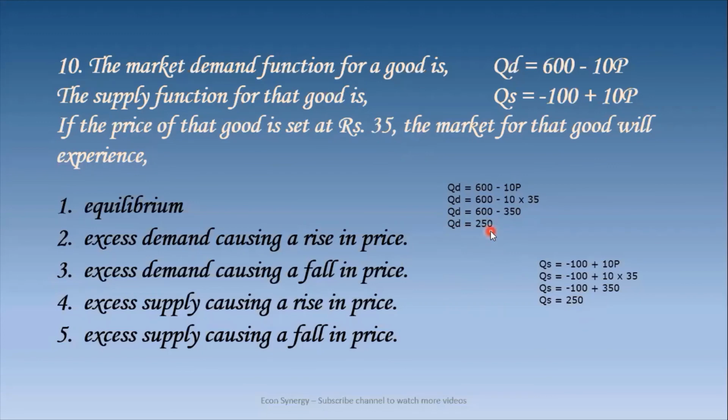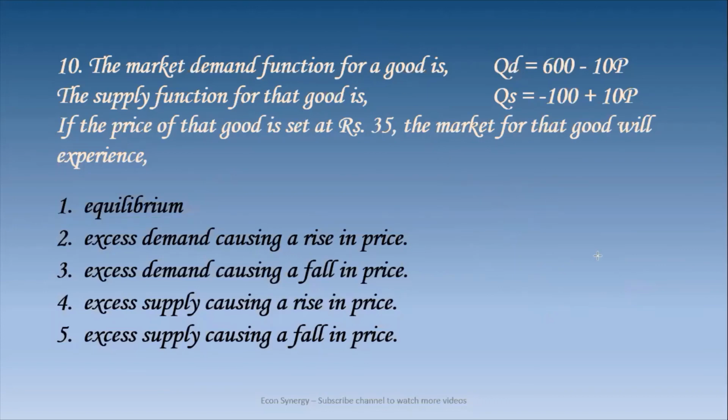Quantity demanded 250 units, as well as quantity supplied 250 units. Then quantity demand equals quantity supply at 35 rupees. Or another way we can say, 250 quantities are demanded at 35 rupees, as well as 250 quantities are supplied at 35 rupees. Then demand price equals supply price in that case. Then here there is no excess demand or excess supply. Therefore the market is at equilibrium. Then the answer is equilibrium. Right?